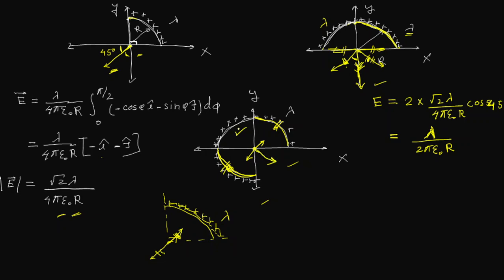And what will be the magnitude of this electric field? It will be simply like this value. It is also a quarter part of a circle. So if the radius of this arc is r, charge per unit length lambda, then net electric field at the center will be along this direction. And what will be that electric field? Electric field E is equal to root 2 lambda divided by 4 pi epsilon naught r.